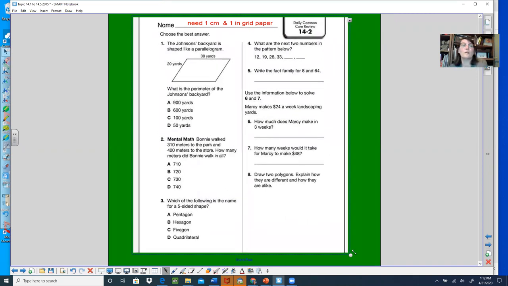So number one, the Johnson's backyard is shaped like a parallelogram. What is the perimeter of the Johnson's backyard? So your first step in that one is to finish labeling all the sides, and then you want to add them up.